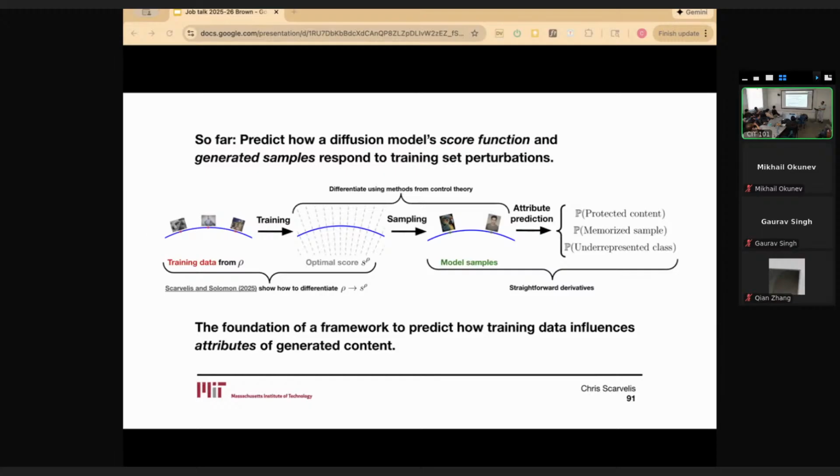Now, so far we've developed methods for predicting how a diffusion model's score function and its generated samples change when you perturb its training set. But we can take this one step further, right? In practice, you might be interested in questions like what training samples are responsible for generating IP-protected content, or what new training data would encourage a model to generate samples from an underrepresented class. Because you can compose the sampling map with a classifier that measures attributes like these, this sensitivity analysis for diffusion models can serve as the foundation of a framework that can answer broader questions like these.